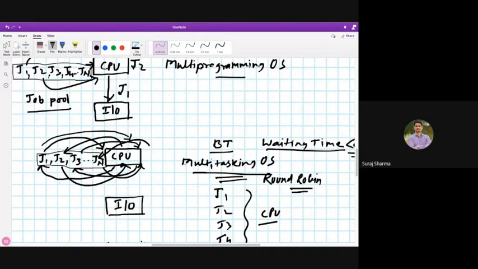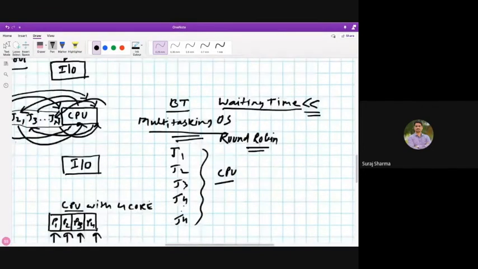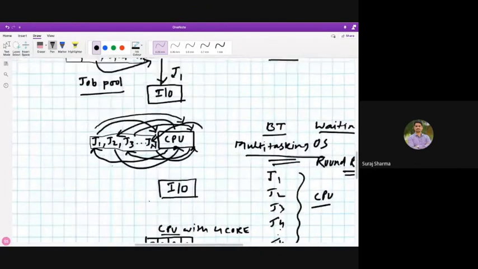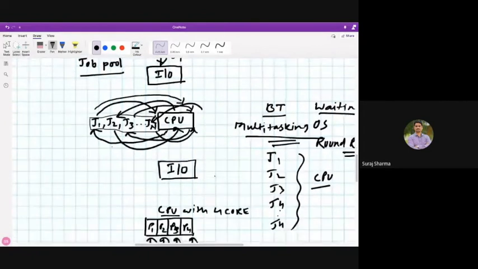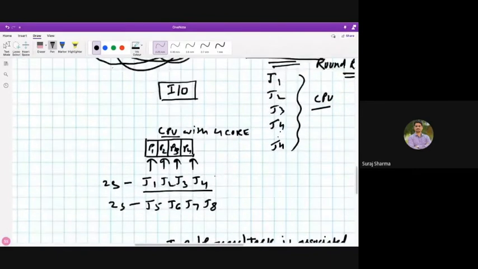So in a multitasking operating system, it is a multi-programming type of thing, but it is also an interactive operating system. Here the waiting time will be decreased. And whatever operating system we use today is a multitasking operating system, where we can open different files and different programs at a time, and we can run all those programs at once.